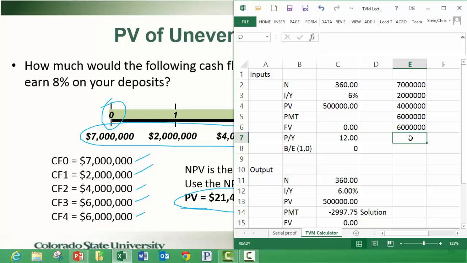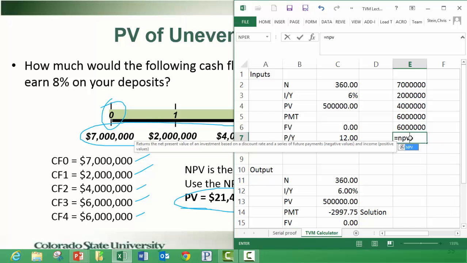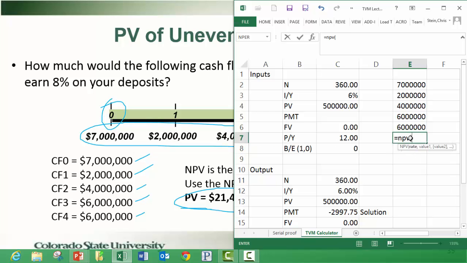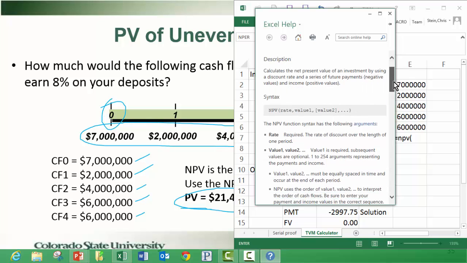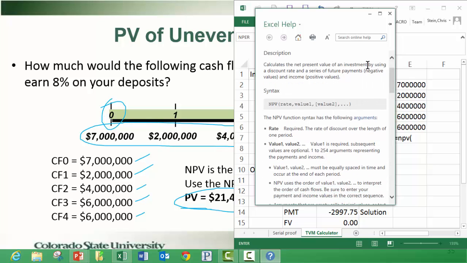Now the NPV function, if I hit equals NPV and then open parentheses, it's going to prompt me for what it needs. The first variable, it needs the rate, that's the discount rate, comma, value 1, value 2, and so on. So here's where I can list all the different values in here. And in this case, something I need to point out, and if you open up the NPV help feature here, which I'm going to do for you, I'm going to point out a couple things. It calculates the net present value of an investment by using a discount rate and a series of future payments.